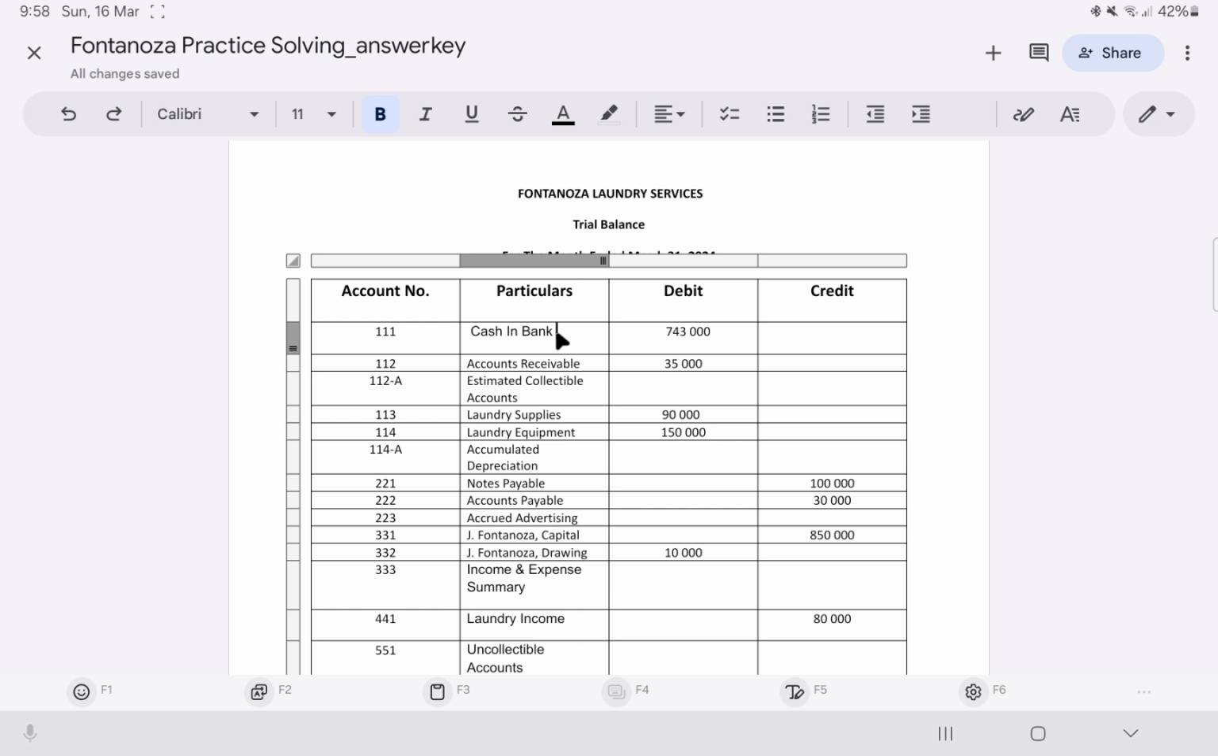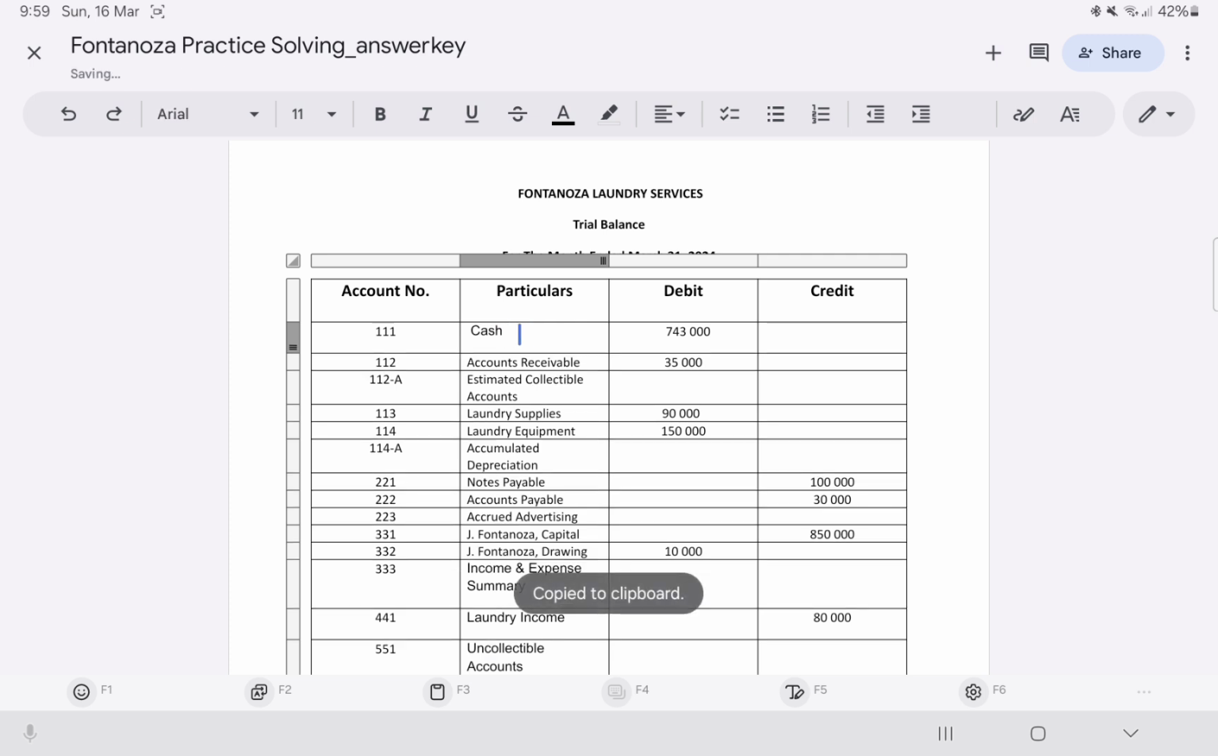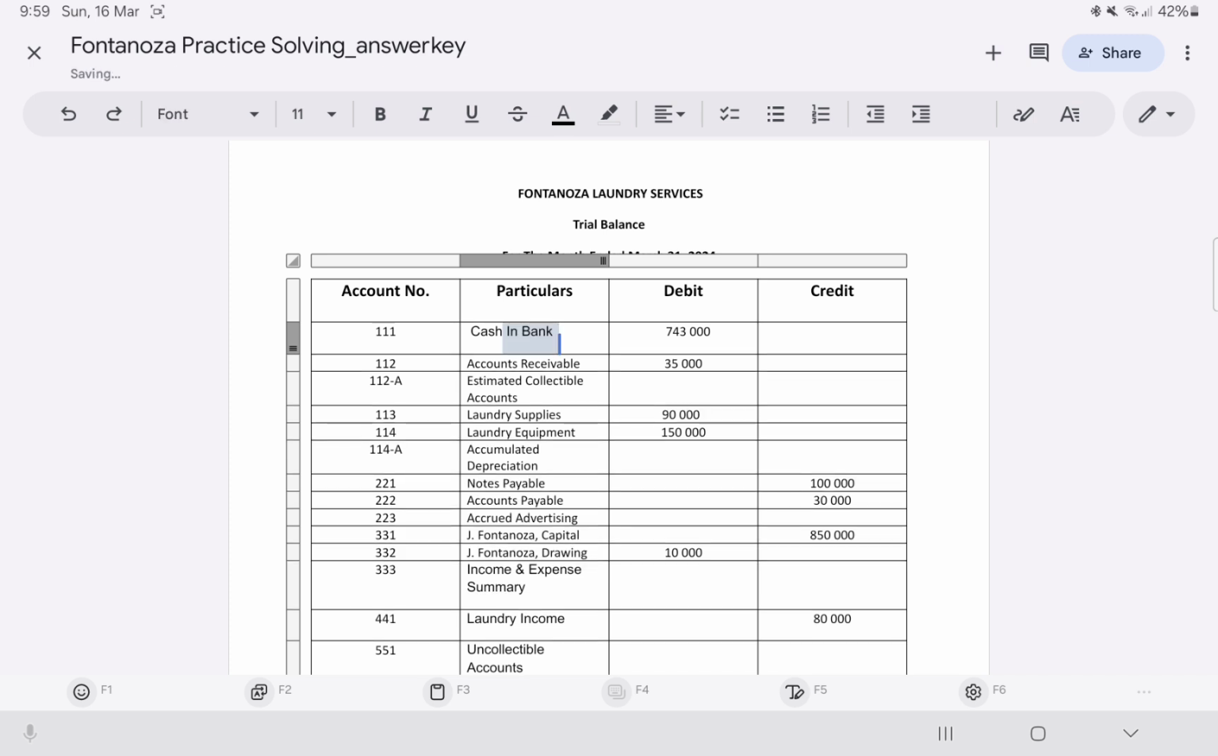Again, a reminder: whatever is indicated in the chart of accounts should be the same in the trial balance and in the general ledger. So if it's cash in bank, do not write cash or cash equivalents, since cash in bank is the requirement. You need to be specific about what will be the given account title.